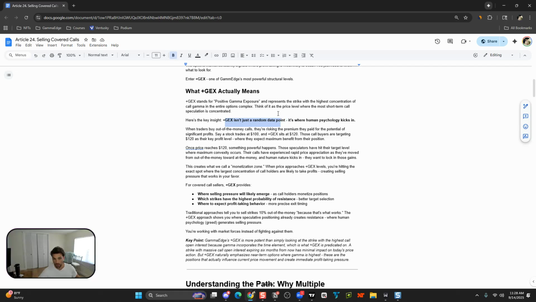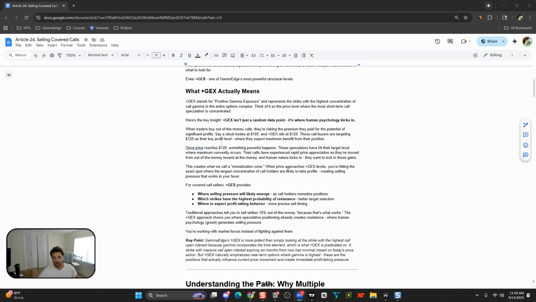And plus GEX isn't just a random data point. As I said, it's one of the most important levels in the GammaEdge ecosystem because it's where human psychology kicks in. So, a little bit of an example for you. When traders buy out-of-the-money calls, they're risking the premium they paid for the potential of significant profits. Say the stock trades at 100, and plus GEX sits at 120. That means those call buyers are targeting 120 as their key profit level. This is where the maximum benefit of that position occurs.